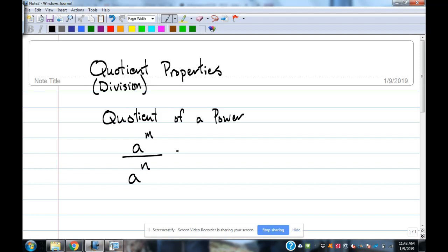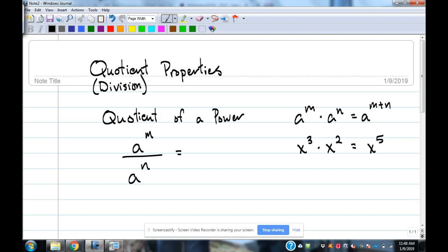When we multiplied, what did we do with exponents when we multiplied? When we multiplied A to the M times A to the N, what did we do with those exponents? Let's do one with numbers in it. X cubed times x squared. X to the fifth, right? Because you add the exponents. Okay, so it's M plus N when you're multiplying.